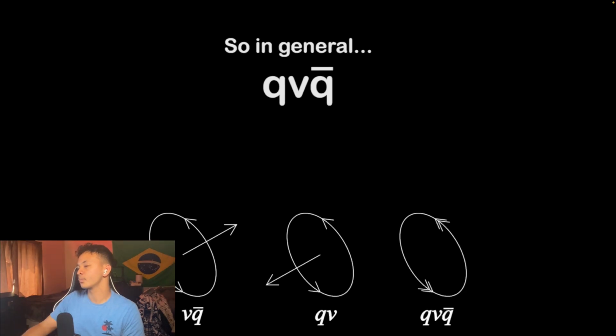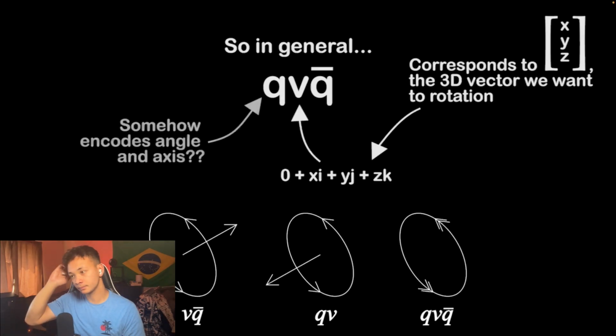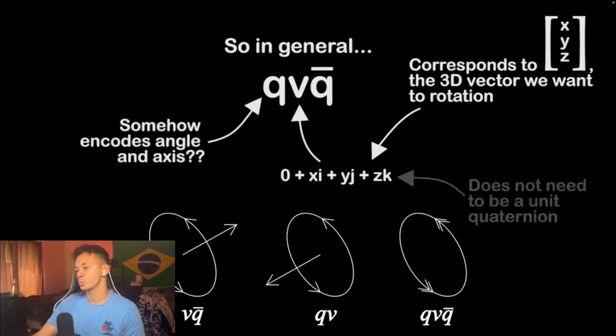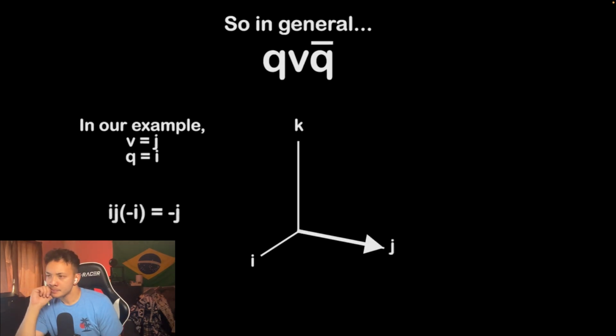So to describe the general form of what we just did a moment ago, we can write q v q conjugate, where v is a pure quaternion whose vector part is the 3D vector that we want to rotate. And q somehow describes the angle and axis to rotate about. And v does not need to be a unit quaternion, only a pure quaternion, so don't mix those two up. In the example we just did, v equals j and q equals i. Performing the multiplication, we saw that v rotates 180 degrees about the i-axis.